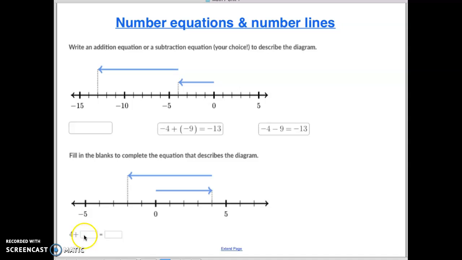4 plus what direction? Negative 6. Yep. So 4 plus negative 6. And where did we end up on the number line? At negative 2, right? So that's our final answer, negative 2. And that's how you do number equations and number lines.